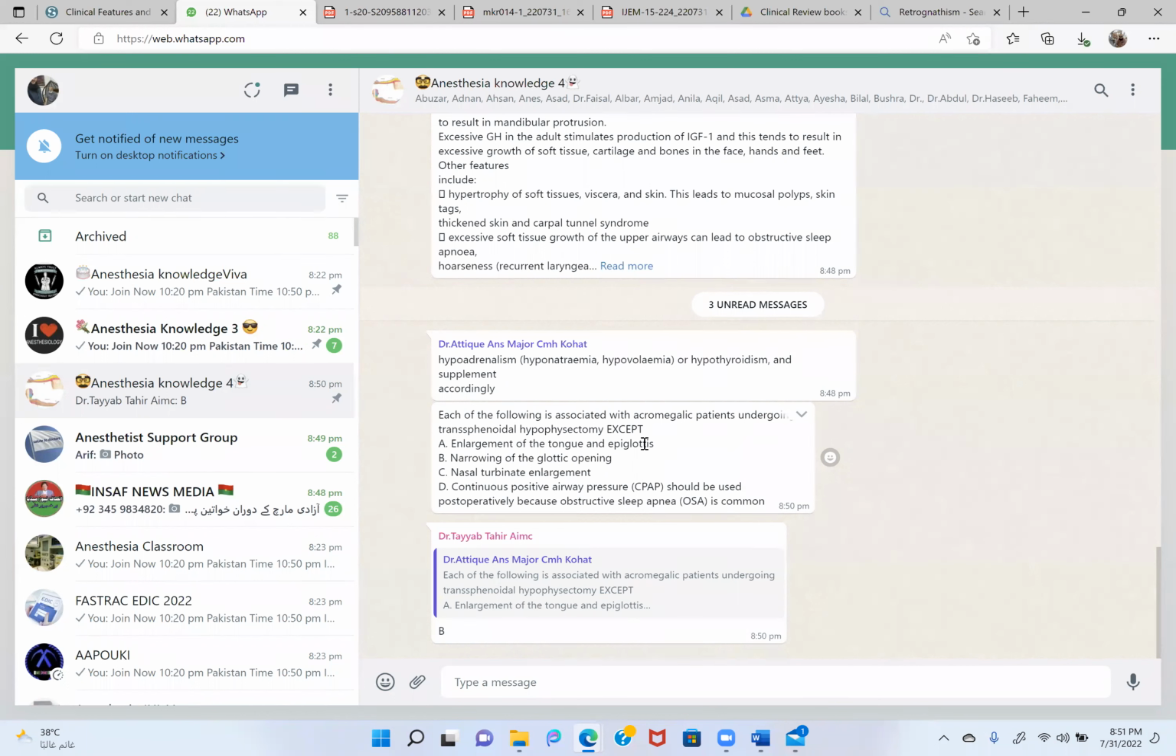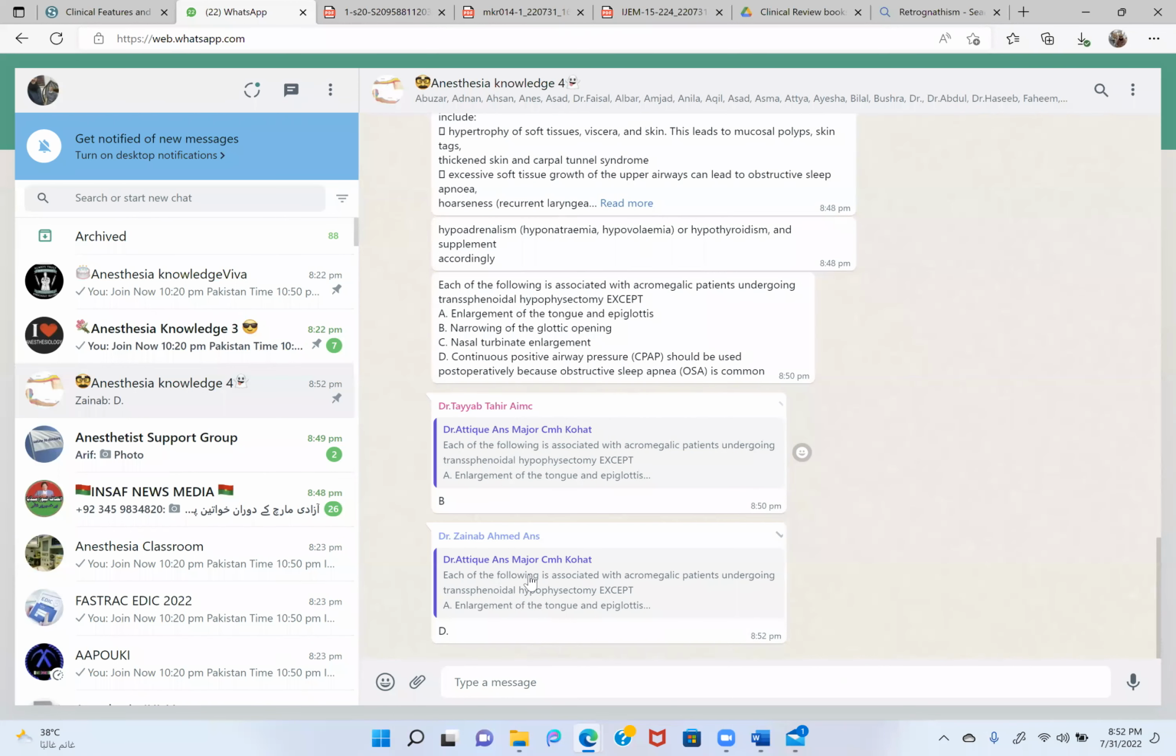So there is enlargement of the tongue and epiglottis. There is narrowing of the glottic opening. Nasal turbinate should be used postoperatively, except. So I think this is also correct. This is also correct. Sir, he's asking except. Is it B or C? Is it D? It is D. D for doctor or B for boy? D for doctor. The answer is D. Should be used postoperative because of.